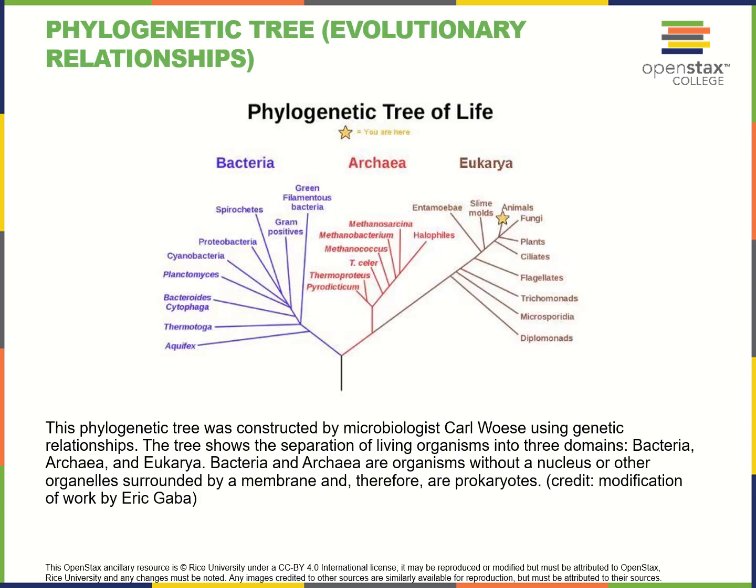Another thing that we use often in biology is a phylogenetic tree. Phylogenetic trees just help us to kind of track how things have evolved over time.